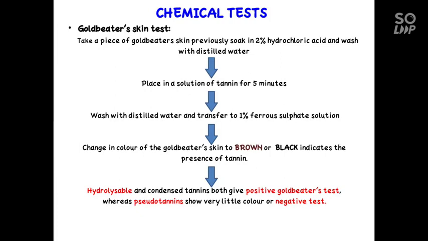Chemical tests for tannins. First, Goldbeater's skin test. In this, we take a piece of Goldbeater's skin previously soaked in 2% hydrochloric acid and then washed with distilled water. Place this in a solution of tannin for 5 minutes. Wash with distilled water and transfer to 1% ferrous sulfate solution. The change in color of the Goldbeater's skin to brown or black indicates the presence of tannins. Hydrolyzable and condensed tannins both give the positive Goldbeater's test, whereas pseudotannins show very little color or a negative test.